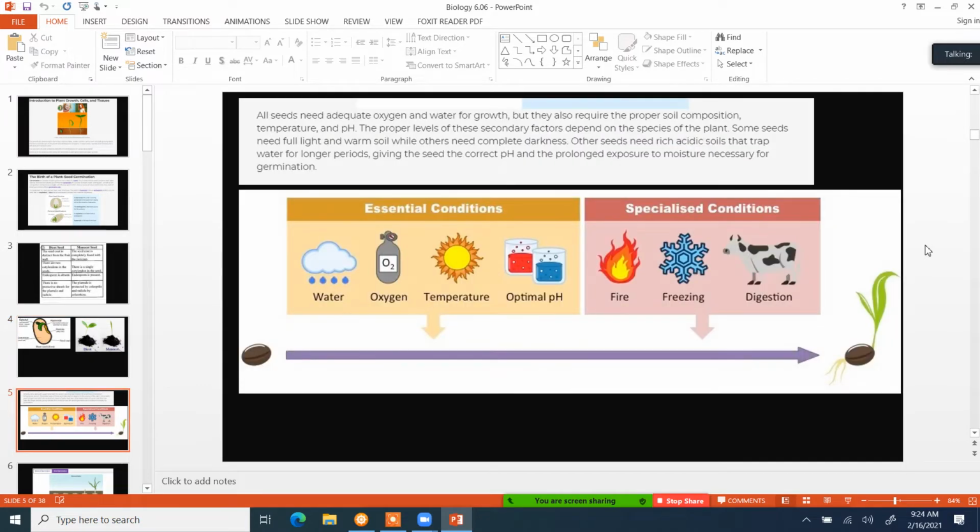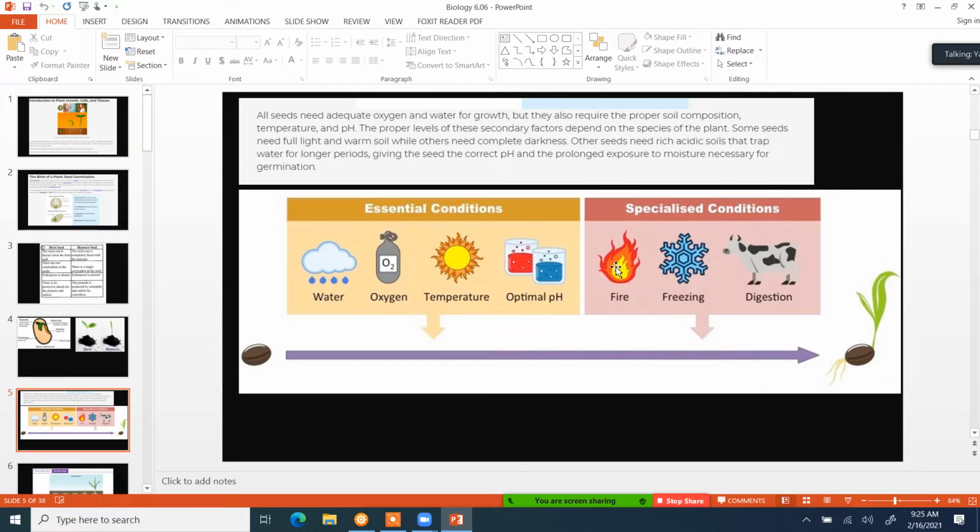All right. So this picture over here is just mentioning that when a seed germinates, it needs essential conditions. It can sense the conditions around it. It senses how much water, oxygen, temperature, and what the pH is. It senses all this, and it comes out when all these things are present. So there's always differences. It says here some seeds need full light and warm soil, while others need complete darkness. So different seeds need different things. They sense the right conditions.